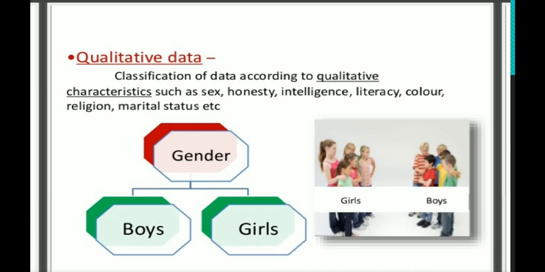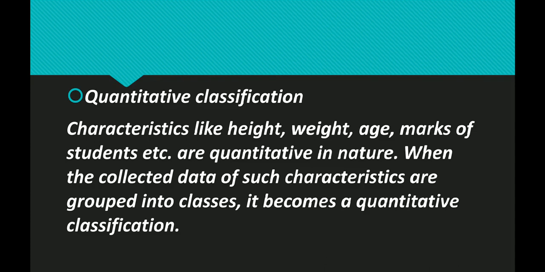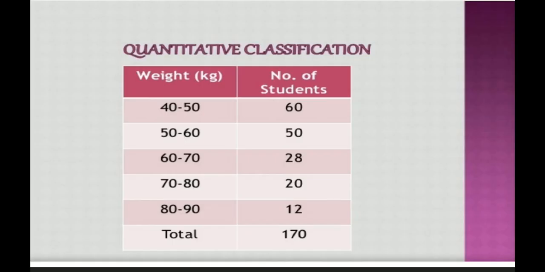Quantitative classification. Characteristics like height, weight, age, marks of students, etc. are quantitative in nature. When the collected data of such characteristics are grouped into classes, it becomes a quantitative classification. Weights of students is an example of quantitative classification.